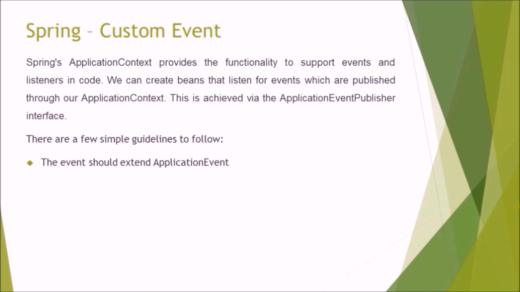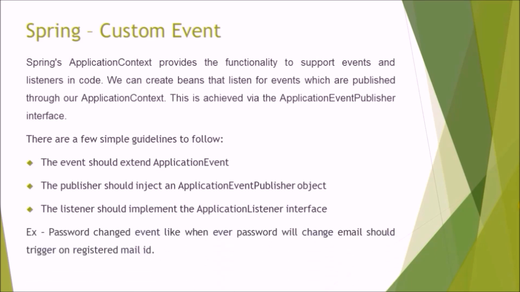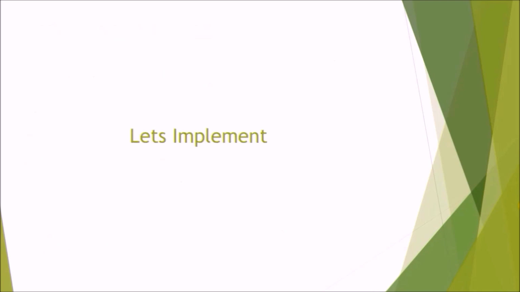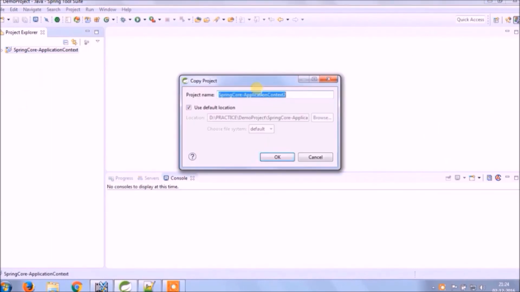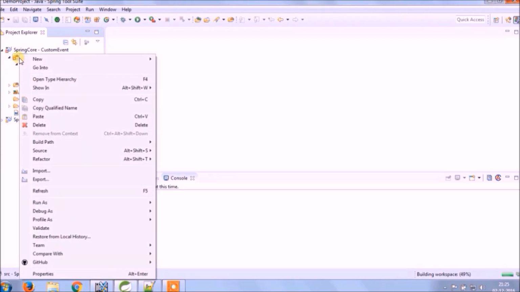The event should extend ApplicationEvent. The publisher should inject an ApplicationEventPublisher object. The listener should implement the ApplicationListener interface. For example, a password changed event: whenever the password changes, an email should be triggered to the registered mail ID. Let's implement. Let's copy this project and rename it as custom event. Let's create a new package for the event.